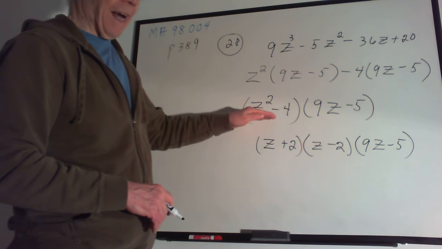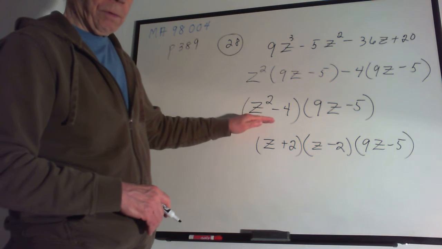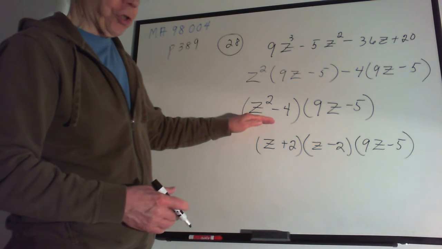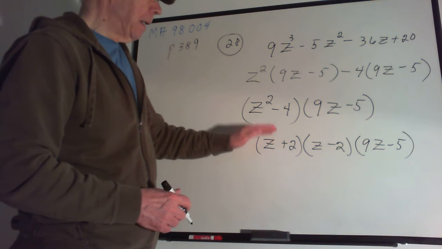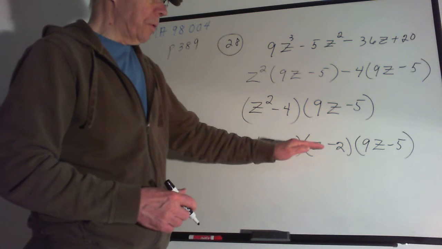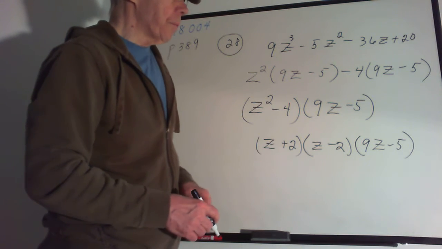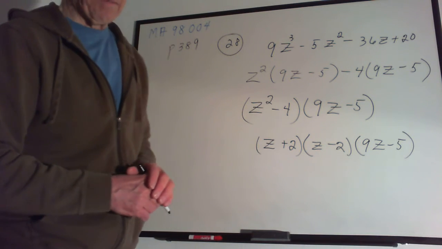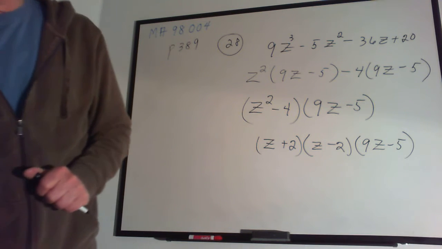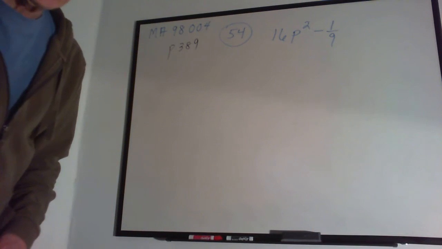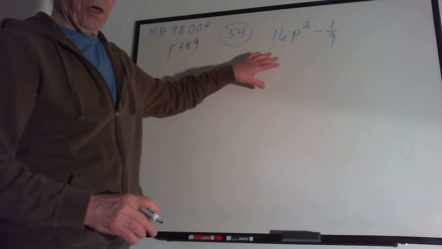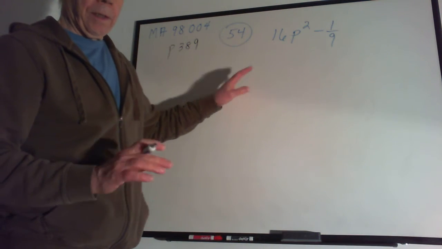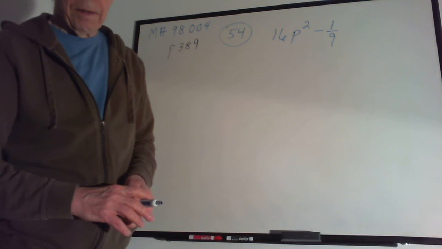So I've got z squared minus 4 times 9z minus 5. I look at this, I can still factor this. So I haven't finished the job. If you got this far, that's good, but you want to get beyond that. So it's going to be z plus 2 times z minus 2, parentheses, times 9z minus 5. All right, try number 54. Pause the video, do the work, and then come back to the video.